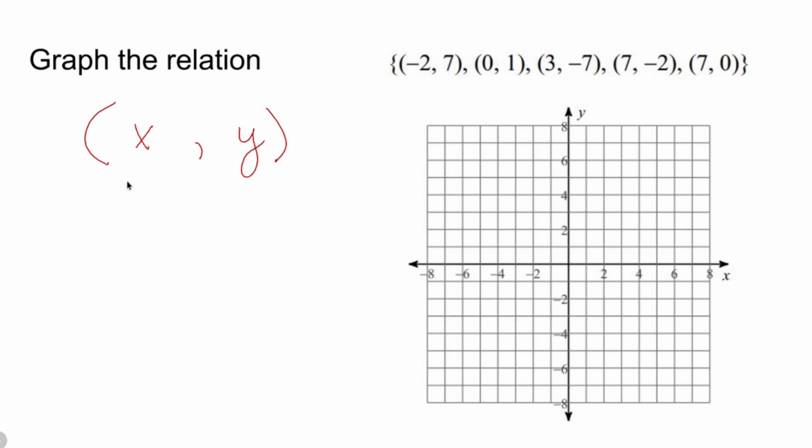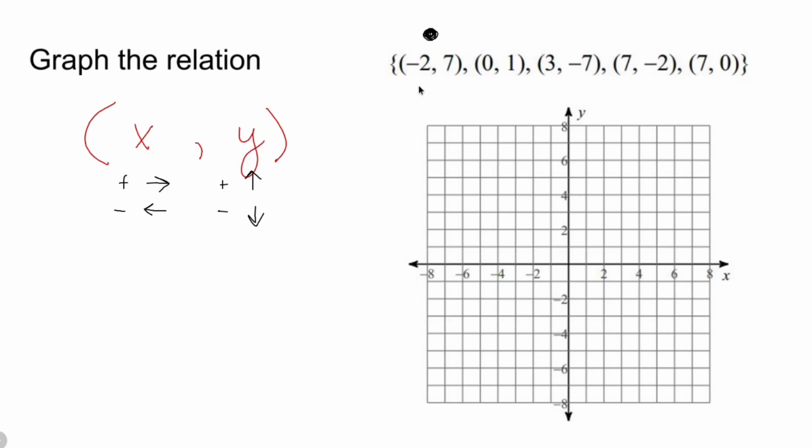If the x value is positive, you go right. If the x value is negative, you go left. If the y value, so in this case 7, 1, -7, so on and so forth, is positive, you go up, and if it's negative, you go down. So I have 5 points that I'm going to graph, and I'm going to use different colors to graph them.